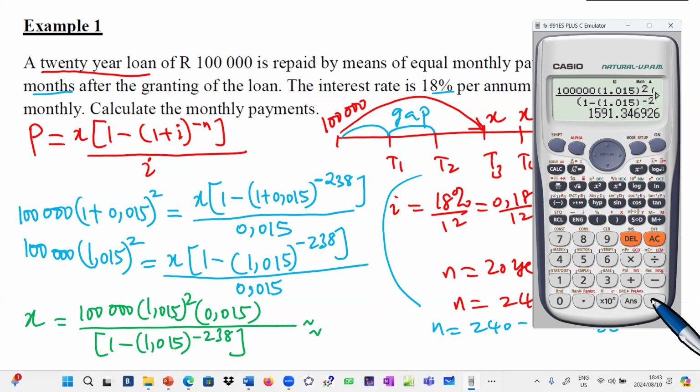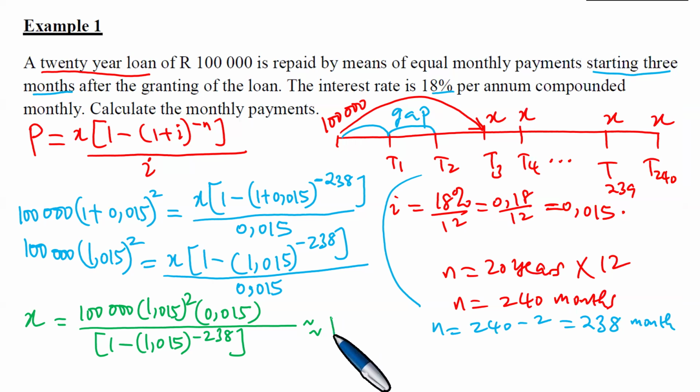We're getting exactly 1,591 rand and 35 cents. Put here 1,591 and 35 cents. Okay, and this becomes the answer.